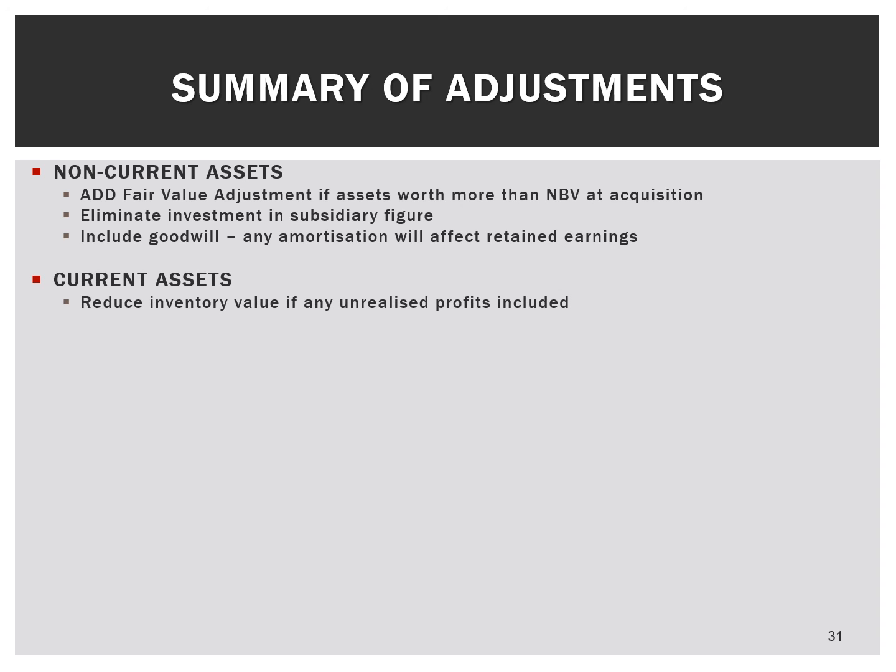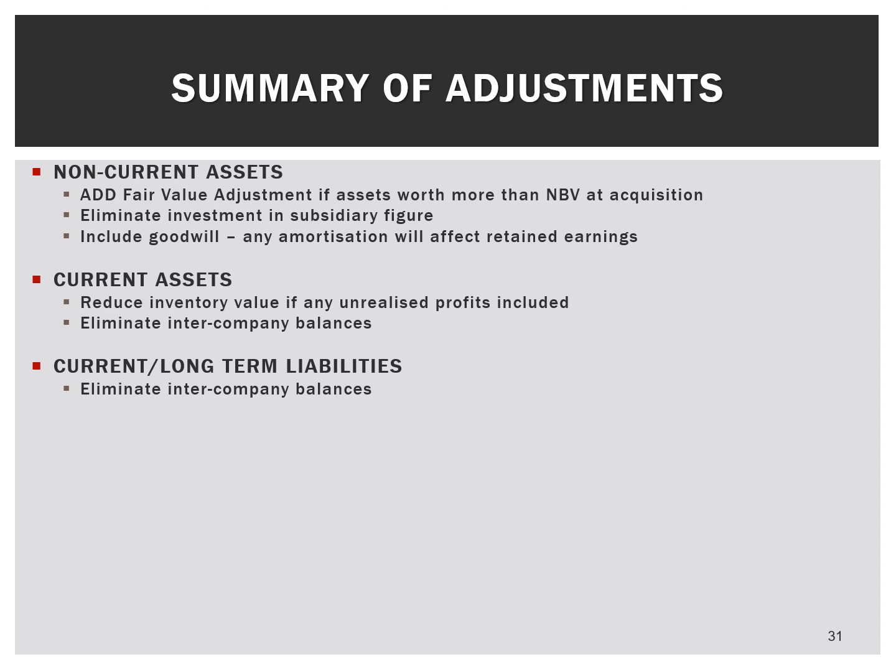Current assets, we need to reduce the stock value if there are any unrealized profits that we've got to eliminate, and we then deduct from the trade receivables figure any intercompany balances that are included that wouldn't be there if we were dealing with just one company. Current and long-term liabilities, again, eliminate any intercompany balances, unlikely to be any other adjustments. That's the top half of the statement.